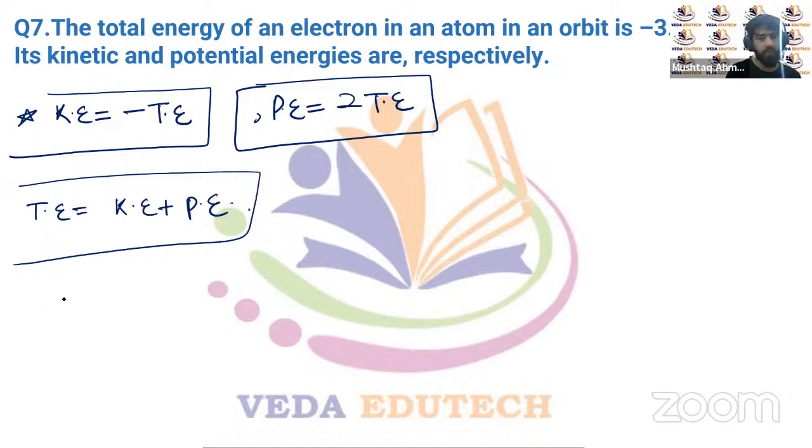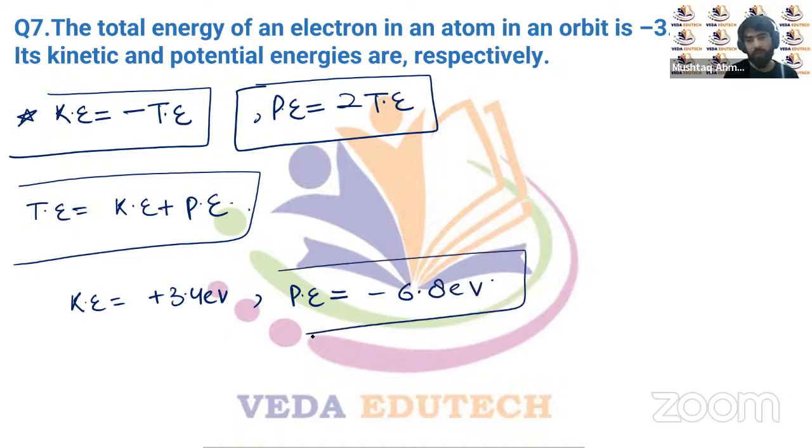So the kinetic energy will be plus 3.4 electron volts, right? And the potential energy will be equal to minus 6.8 electron volts, right? So the kinetic energy will be 3.4 electron volts, and the potential energy will be minus 6.8 electron volts.